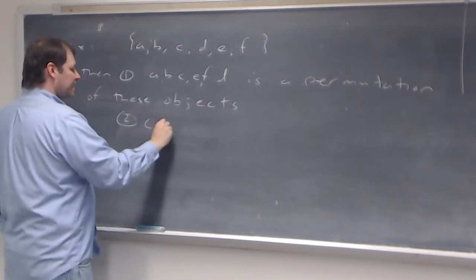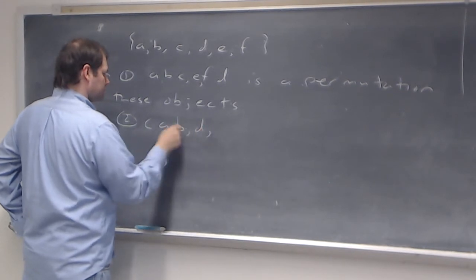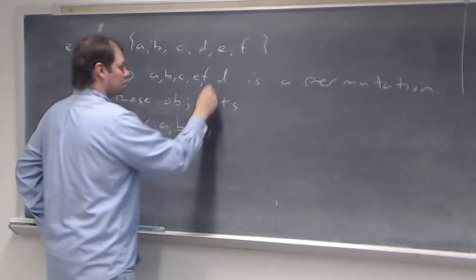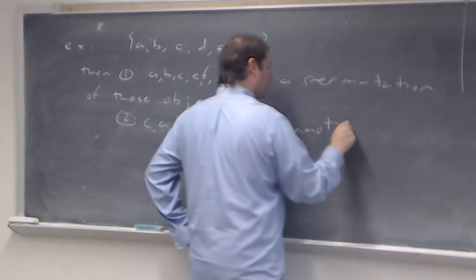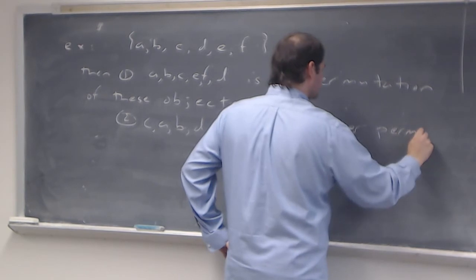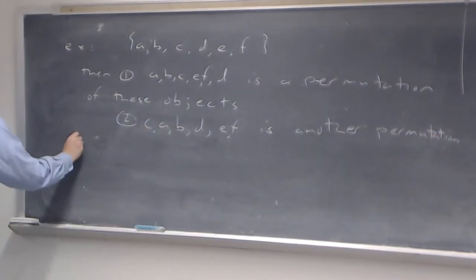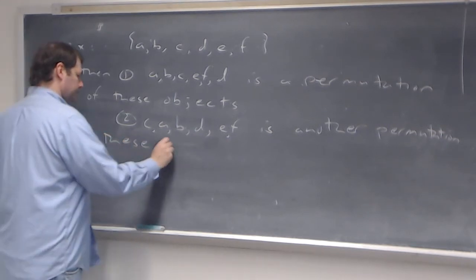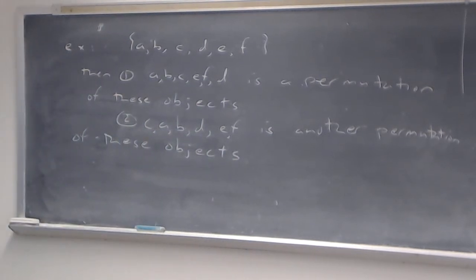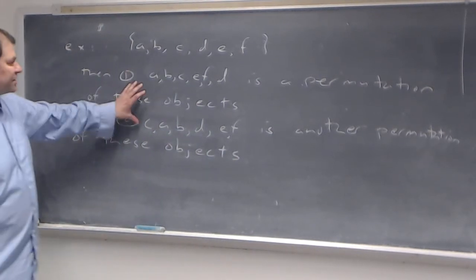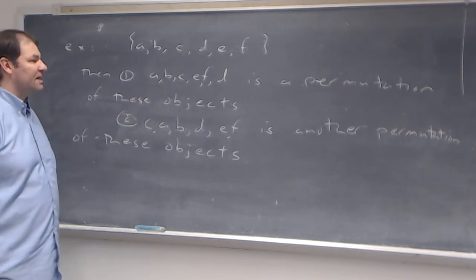C, A, B, D, E, F is another permutation. Another permutation of these objects. They still have the same objects involved, but listing them in a different order makes them distinct permutations.